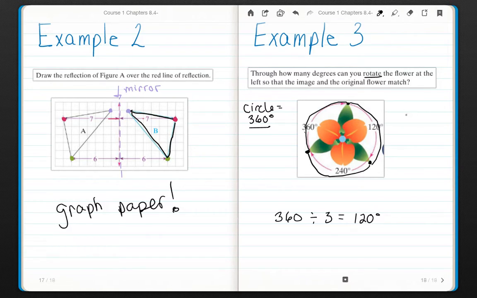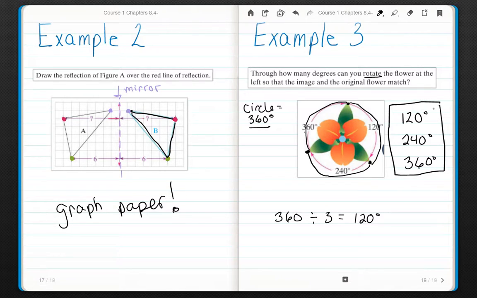So my answer would be all 3 positions, 120 degrees, because if I rotate it a third of a circle, they match. My answer would also be 240 degrees. If I rotate it another 120 degrees, they match again, and the full 360 degrees. So all 3 of these are part of my answer.